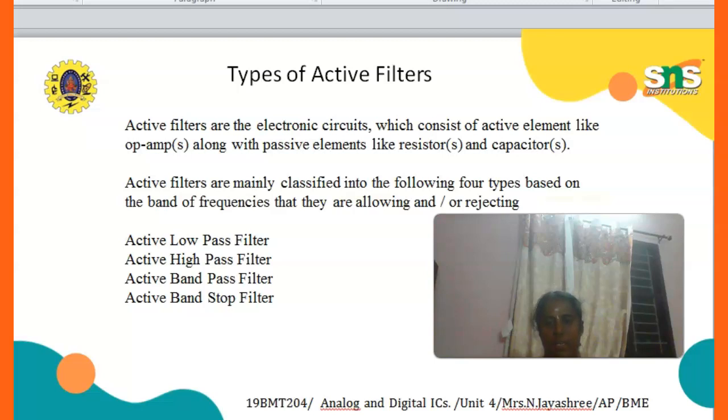Active filters are electronic circuits consisting of active components like the op-amp, and passive elements like resistor and capacitor, right? So active filters are mainly classified into four types based on the frequency that they are allowing or rejecting: active low pass filter, active high pass filter, active band pass filter and active band stop filter.